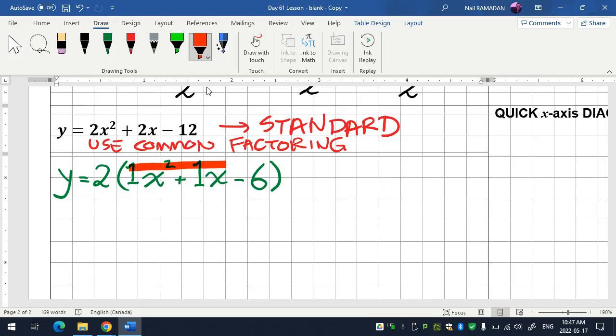Everyone, this becomes what now? This is a trinomial, but what kind of trinomial? This is a simple trinomial now. What number do I focus on first? Just what? Just 6. Remember, worry about the signs at the end.